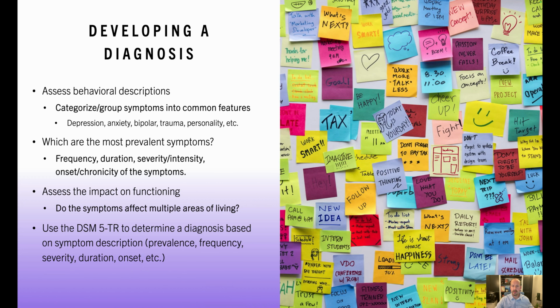You're then going to use the DSM-5-TR, which is the current version, to determine a diagnosis based on the descriptions. So that'll take you back to the actual behavioral descriptions from the client, based on the prevalence, how frequent, severity, duration. You'll figure out which is the most prevalent of the symptoms. Hopefully the client helped you with that. And then you'll begin to look in the DSM according to which are the most prevalent symptoms. And there you go. That'll help develop a diagnosis.